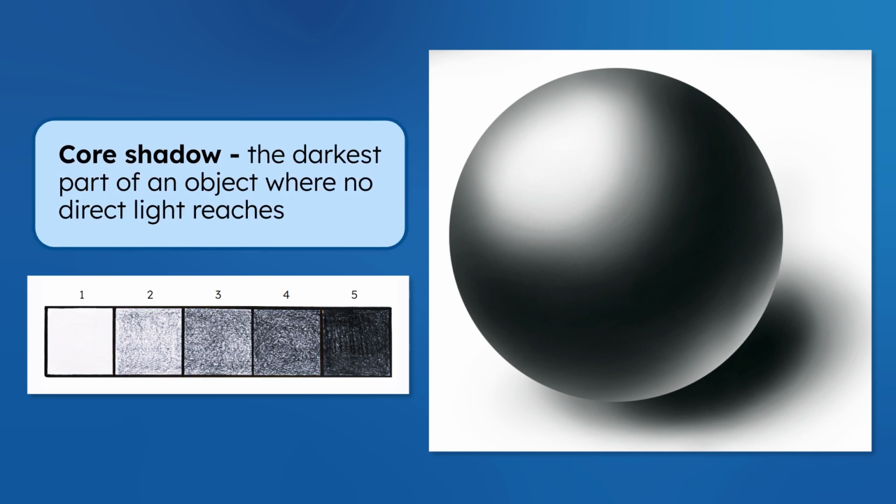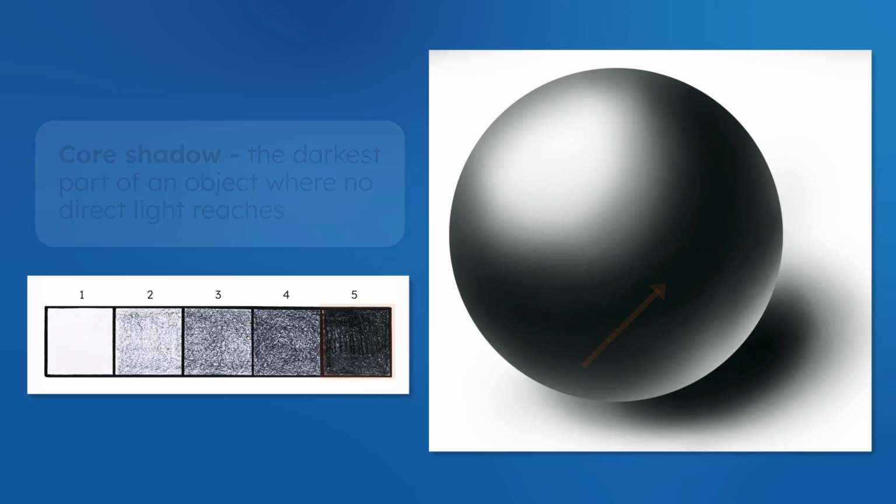Next is the core shadow. This is the darkest part of the object where no direct light reaches, best identified as value 5 on our value scale. On this sphere, the core shadow is the darkest value, in between the form shadow and the reflected light.